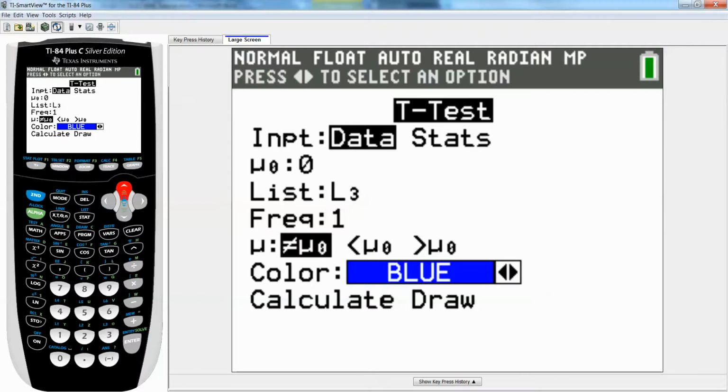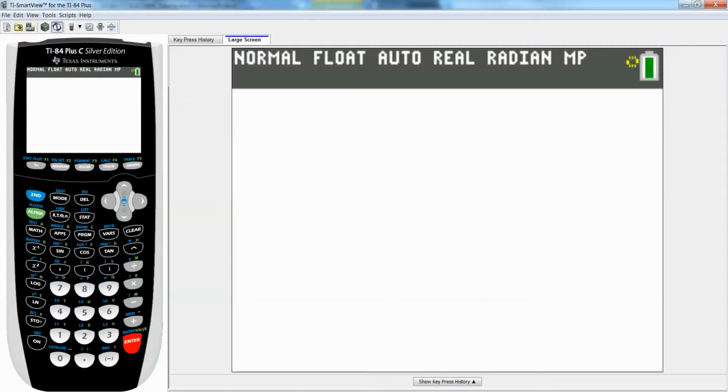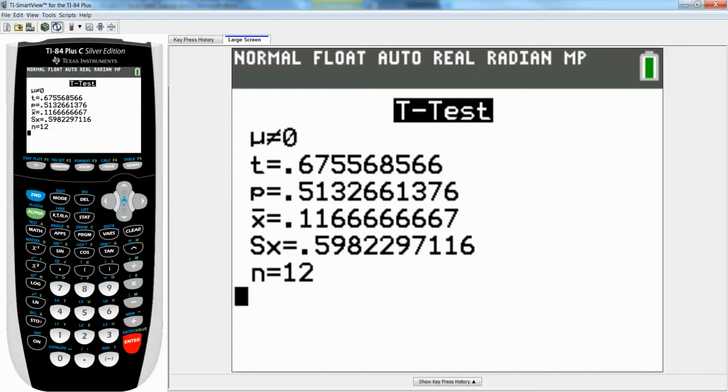If it's not, here, let me show you. If this one's dark, see? Then you get your blinking cursor on the not equal and press enter. And then when you move off of it, it should be dark. And then you go down to calculate and press enter. And there you have it.